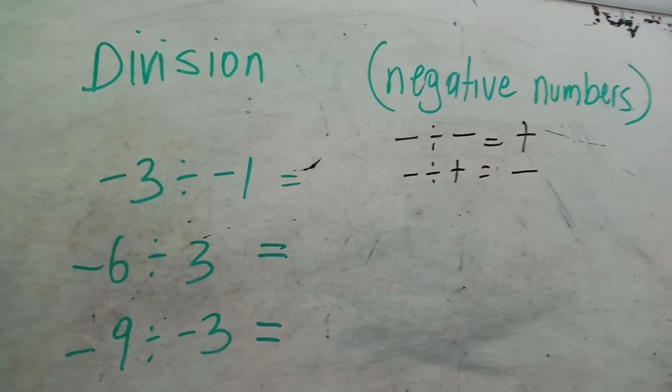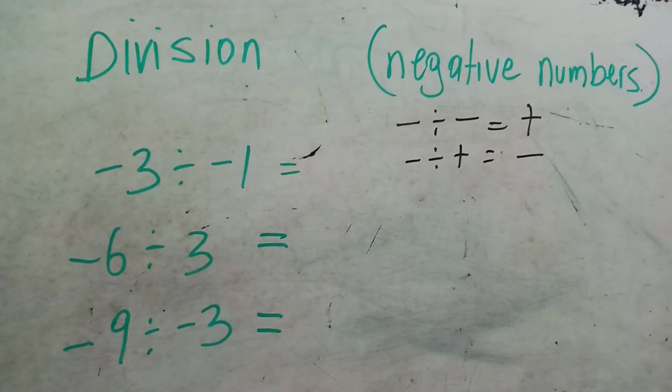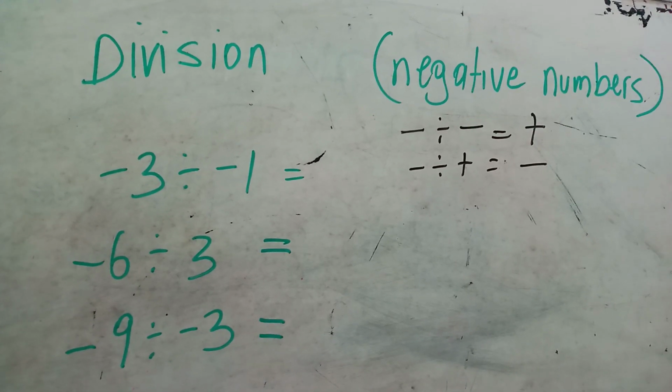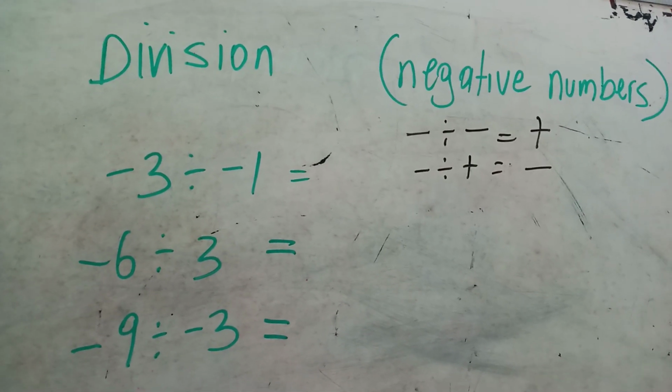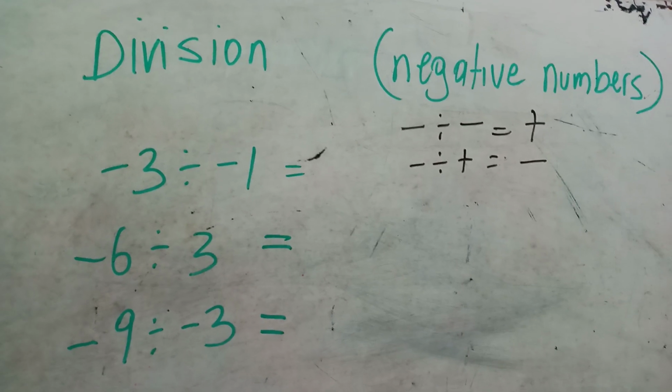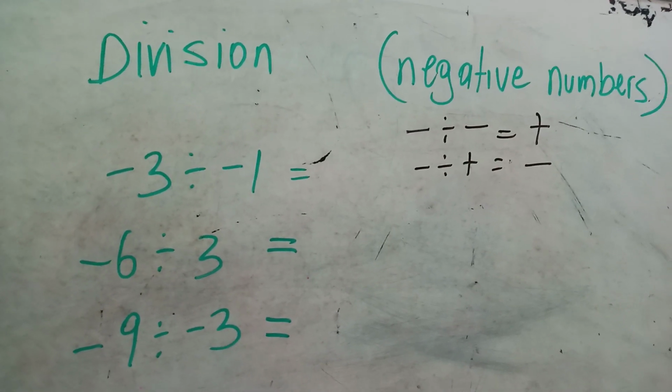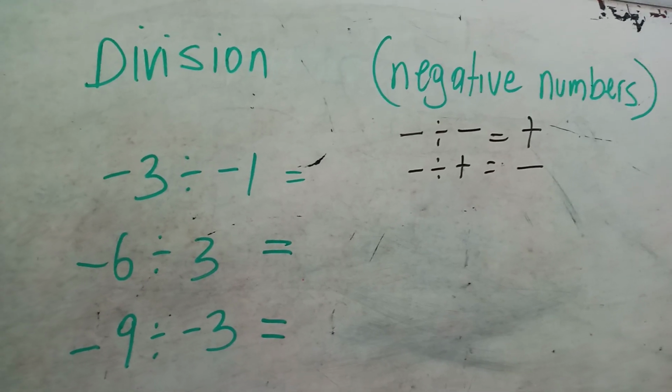Earlier I gave you a rule for multiplying negative numbers. The same rule applied. The same rule for multiplication is the same rule for division. The same rule for addition is the same rule for subtraction.